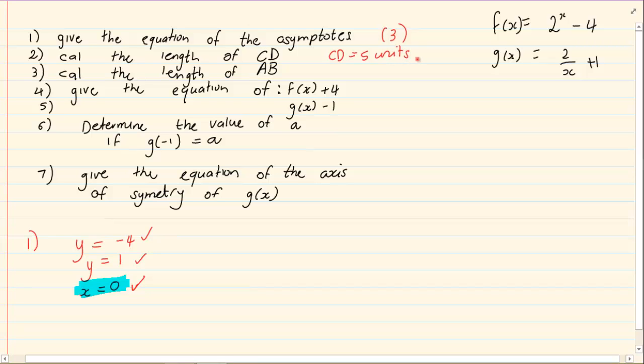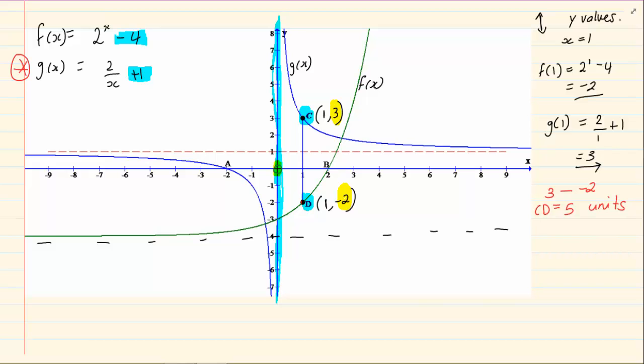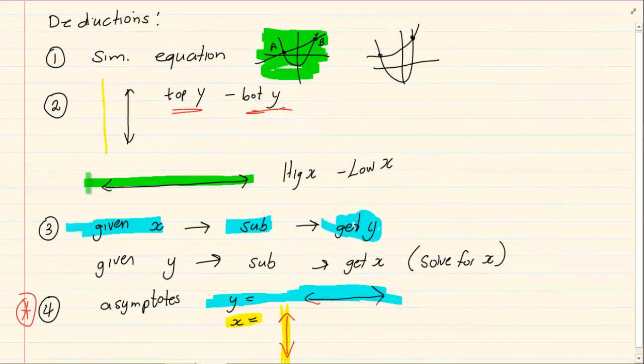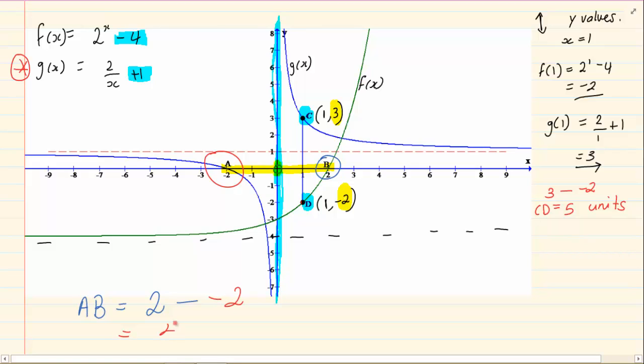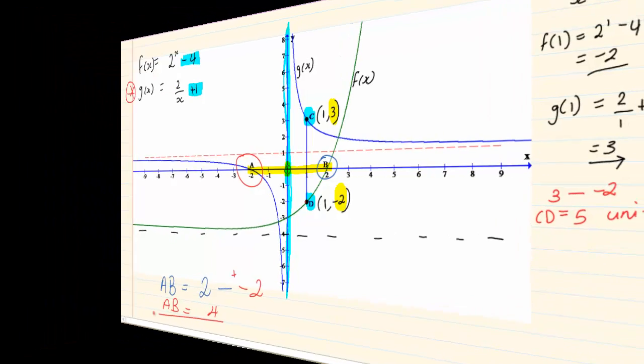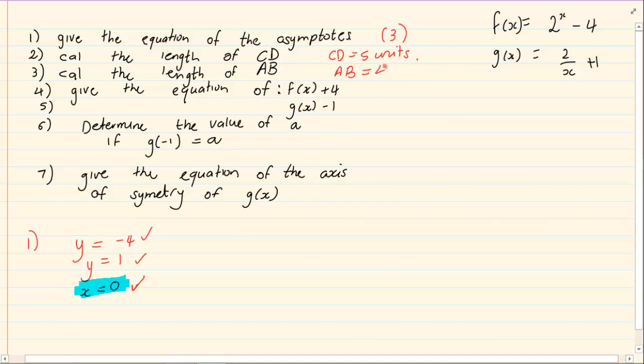Now they tell you calculate the length of AB. So we want the length of AB. If we look, AB is running horizontally. When we are doing a horizontal length, I'm talking of my x values, and I'm going to say a high x minus the low x. Now, what is the high x? The high x is actually 2. So, AB is going to be the high x, which is 2, minus the low x, which is minus 2. And that gives me 4. Because remember, 2 and then a minus give me a plus. So, we've got AB is equal to 4 units.